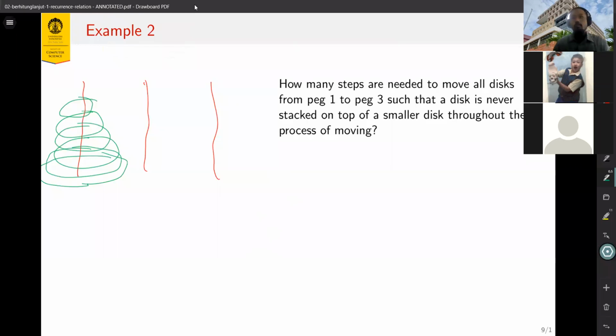So how many steps are needed to move all discs from peg 1 to peg 3 such that a disc is never stacked on top of a smaller disc throughout the process of moving? So how do we move such discs? If we have only 2 discs, this is peg 1, peg 2, this is peg 3, how do we move them?